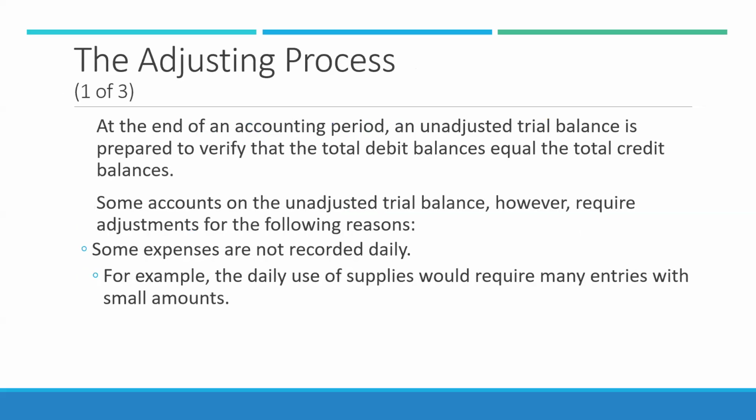So we ended last week with creating journal entries, posting them to the accounts, and then preparing what we called an unadjusted trial balance, which means we listed all of the accounts. And if they were a normal debit balance, we showed the debit balance. If it was a normal credit balance, we showed the credit balance. And at the bottom, our debits equaled our credits.